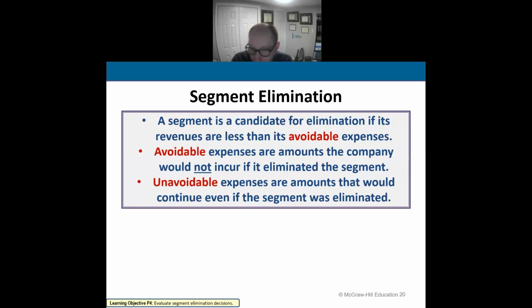I'm still going to have an electric bill. I'm still going to have to manage salaries. I'm still going to have rent. Those are unavoidable expenses. I'm still going to incur those expenses even if I eliminate making product B. So avoidable expenses are ones that I would not have if I stop making product B. The unavoidable expenses that I'm still going to have are my fixed factory overhead. I'm still going to have to pay my rent, utilities, salaries, etc.